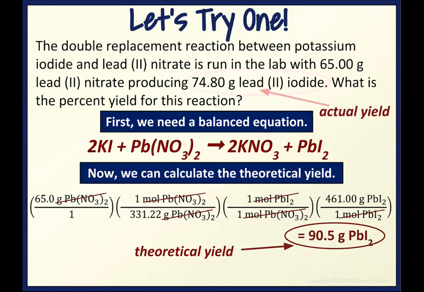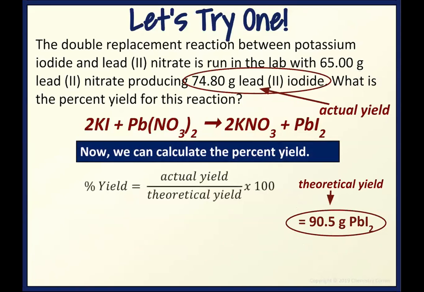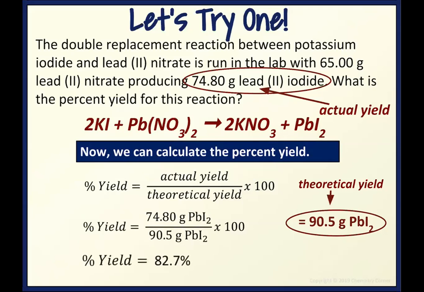So there's the actual yield. So now we're going to use the equation to find percent yield. We're going to take actual divided by theoretical. So 74.80 divided by 90.5 times 100. It's going to give us a percentage of 82.7.